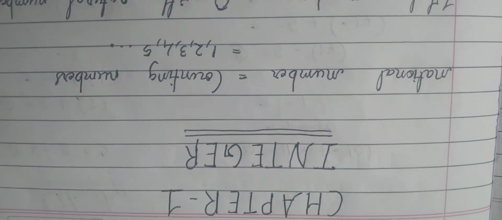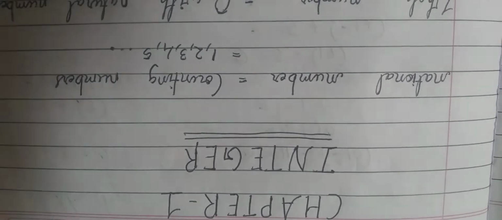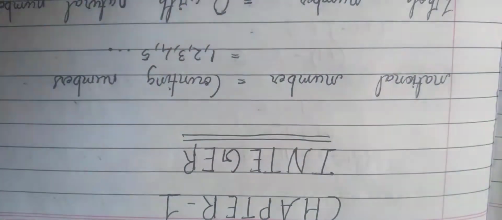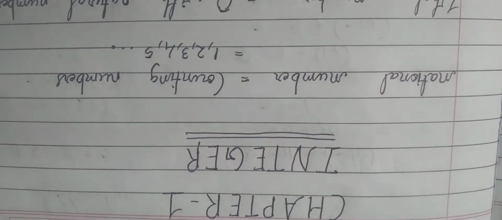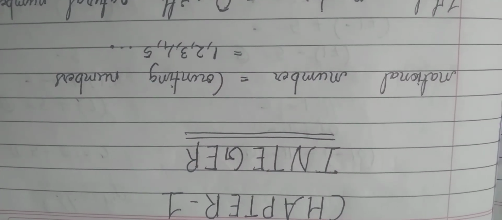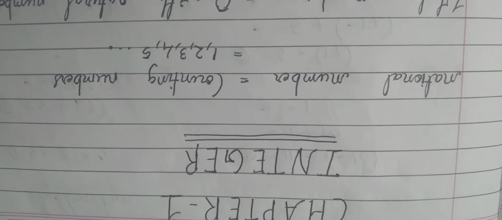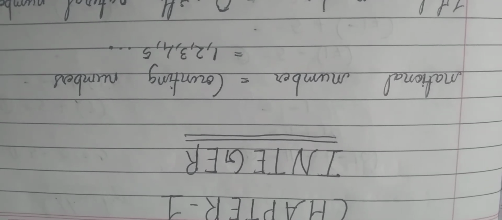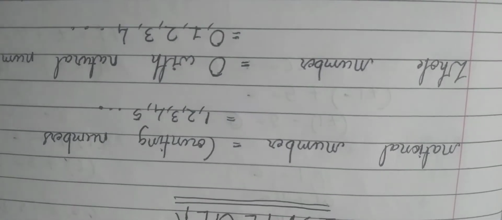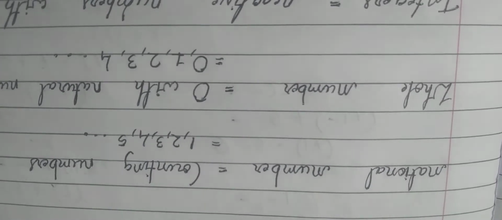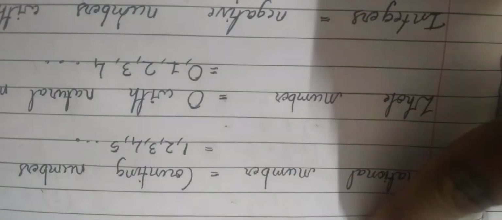So natural numbers: how do we count natural numbers? We count natural numbers from 1, 2, 3 like this. But how do we count whole numbers? From 0, 1, 2 like that. So this is how we count natural numbers and whole numbers.